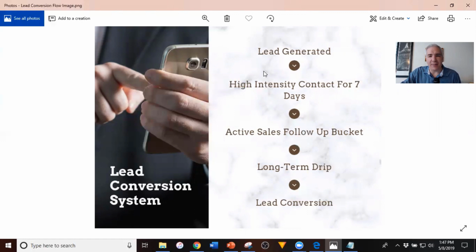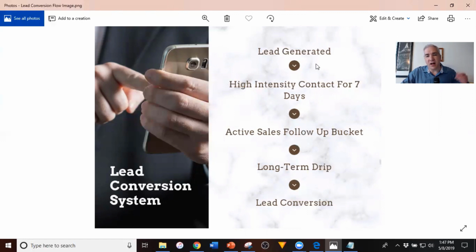So basically what happens is once we generate a lead, whether that lead comes from online, whether it's an open house follow-up, whether it's a sign call, however you're generating the lead, what we want to have is a high intensity contact for 7 days.